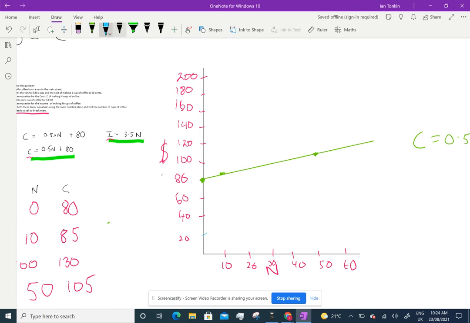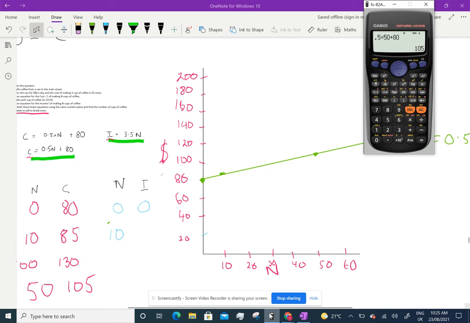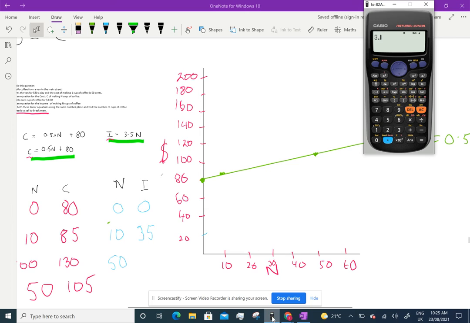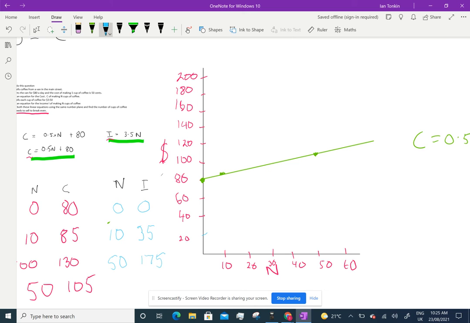So I have here the number of cups of coffee and my income. Well, if I make no cups of coffee, I get no income. Well, let's do a nice easy one. Let's do 10. If I make 10 cups of coffee and I go to my calculator and I go 3.5 times 10, I make $35. Let's go one more. Well, let's go with the 50. And if I make 50 cups of coffee, 3.5 times 50, 175. Well, I know that I've broken even by then, but let's just plot them.